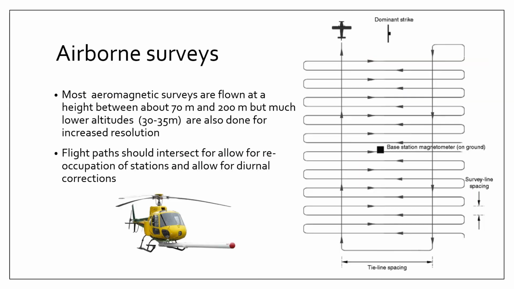Second option is, all right, now continuing, you also have your airborne surveys, okay? I don't have much to say here, but airborne surveys are typically done at altitudes of 70 to 200 meters in height, or it could be lower, if you are interested in increased data resolution. Typically the flight paths of the airborne survey should be intersecting. Okay, so in here you are having intersections with the previous survey lines. The purpose of this is to basically reoccupy or resurvey certain points so that you can do your diurnal corrections.